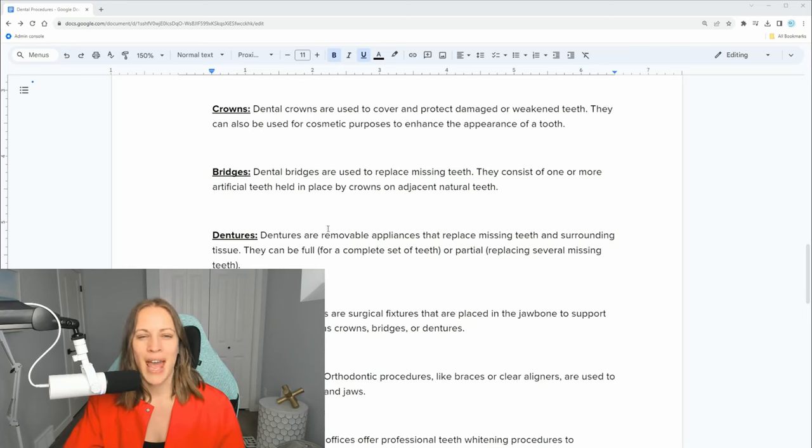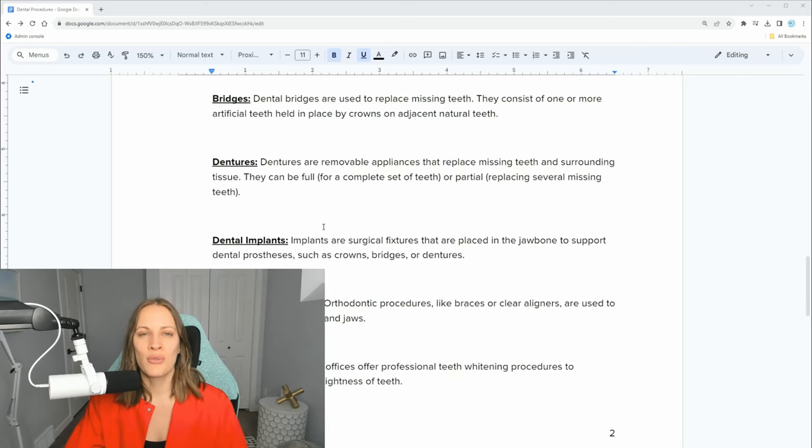Let me know. And bridges is like a crown, but like three crowns kind of stuck together, okay? So a bridge is when there's a missing tooth and you're putting a bridge over to replace the missing teeth. Those artificial teeth are going to be held in place by crowns on the adjacent teeth. I do have pictures in another video, so take a look at that if you're getting a little bit confused.